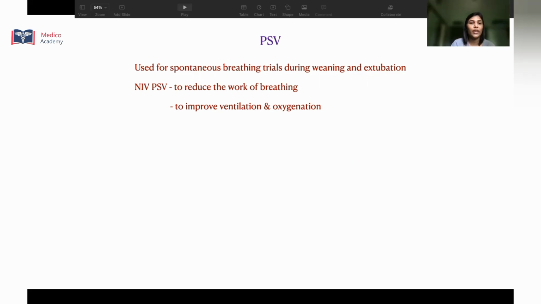Whereas pressure support ventilation is used for spontaneous breathing trials, it can also be used as a non-invasive mechanical ventilation mode. NIV PSV can be used in patients to reduce the work of breathing, and also to improve ventilation and oxygenation in selected cases. These have been discussed in the lecture on non-invasive ventilation.